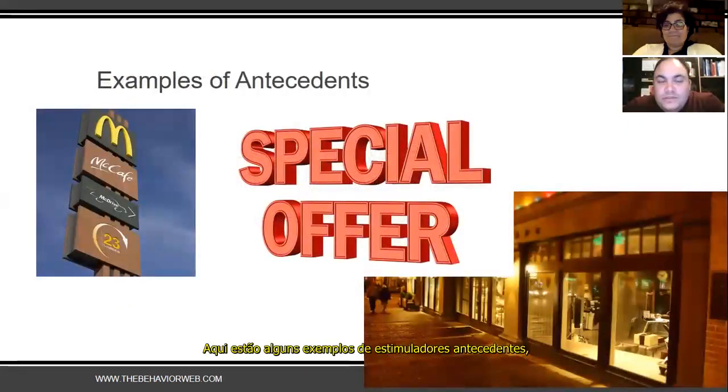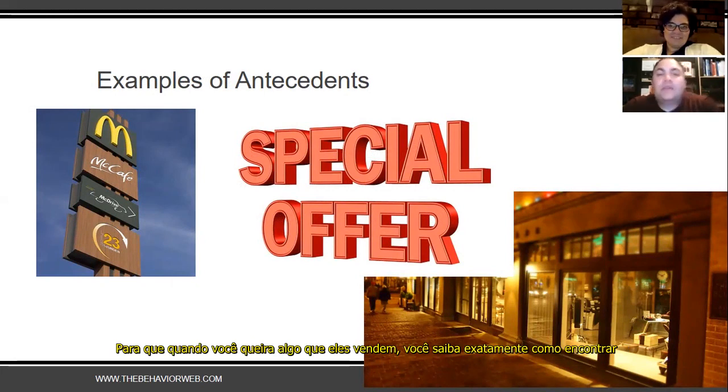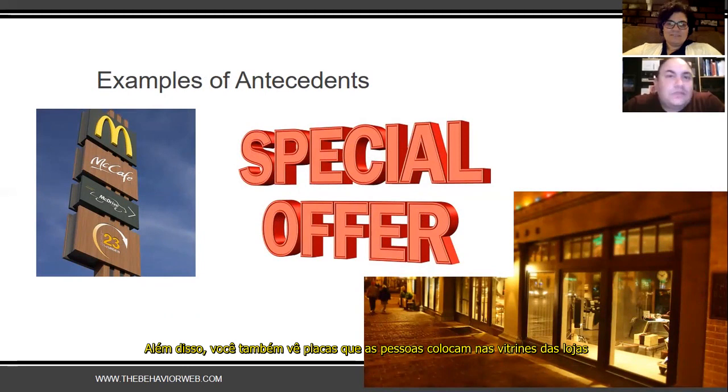Now, some good examples of antecedent stimuli. One is certainly brands. Companies spend a lot of time and a lot of money trying to get you to recognize their symbols and their icons, so that when you want something that they sell, you'll know exactly how to find it. So, any product placement, any labeling where you're going to see a brand or an icon, those are put there by companies to teach you that here's where you can get the things that you're looking for. In addition to that, you'll also see signs that people can put in front of stores that say special offer or act now or limited time. Things like that tell you that you should hurry up and buy something, because there's a cheaper price that might be leaving soon.